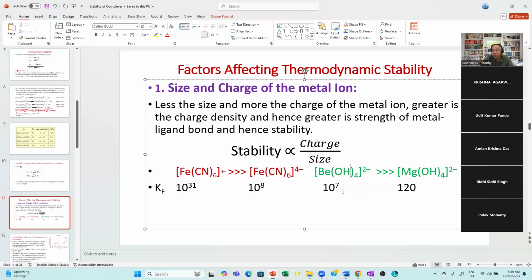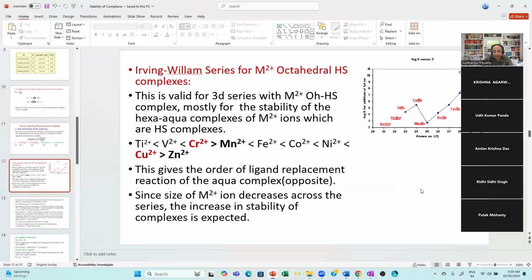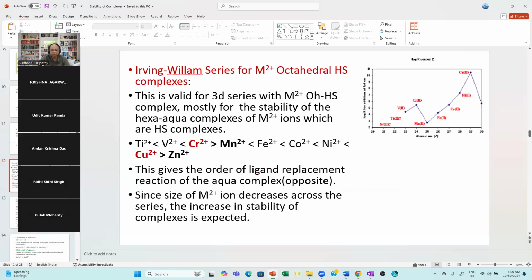Similarly, beryllium tetrahydroxide is more stable than magnesium tetrahydroxide, 10 to the power 7, because beryllium 2 plus has a much smaller size than magnesium 2 plus. This is very important for higher level learning.